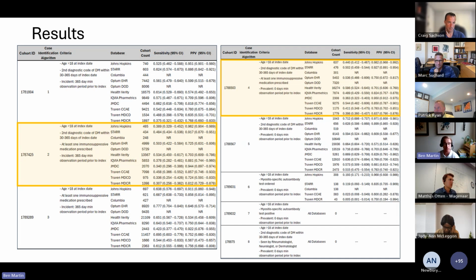The prevalent and incident phenotypes, the only difference was that the incident one had a 365-day minimum observation period prior to the index date. So that's increasing the likelihood that when we do pick up on dermatomyositis, it's also the doctors at that health system picking up on dermatomyositis for the first time in that patient's trajectory. And then the prevalent phenotype did not require any prior observation. So they could have already been an established patient with dermatomyositis, but we would pick up on them no matter where they're at in their DM etiology journey.